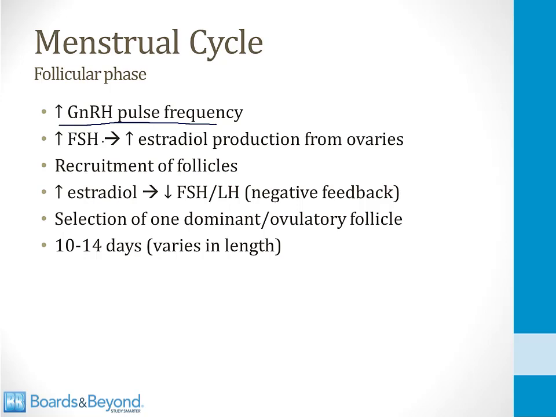At the level of the hypothalamus, during the follicular phase, there's an increase in the GnRH pulse frequency that is stimulating the pituitary gland. This leads to a rise in FSH secretion from the pituitary, which drives estradiol production from the ovaries. And the high levels of estradiol lead to recruitment of follicles. The estradiol also feeds back negatively on the pituitary and suppresses FSH and LH release. Eventually, the estradiol leads to selection of one dominant or ovulatory follicle that will release its egg, and this takes about 10 to 14 days to occur. It varies in length, and this is the reason that women have variable menstrual cycles. It's because this portion of the menstrual cycle varies from 10 to 14 days.